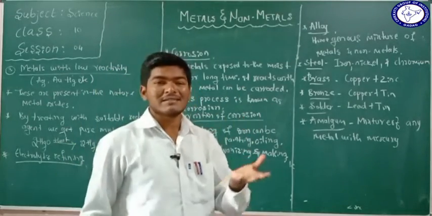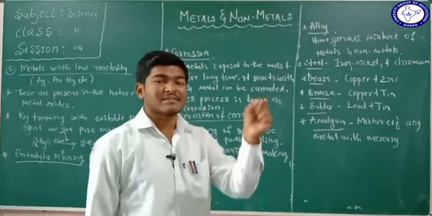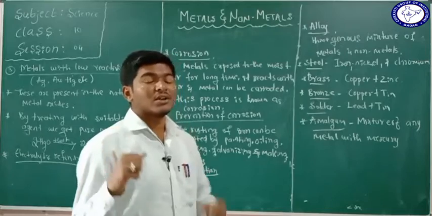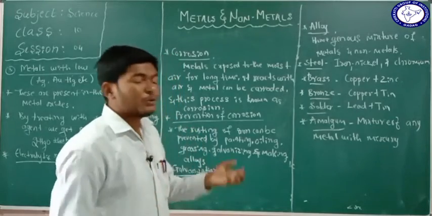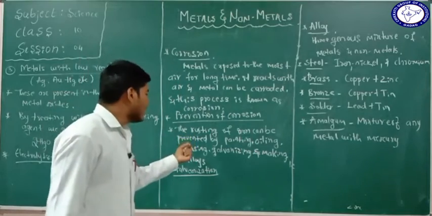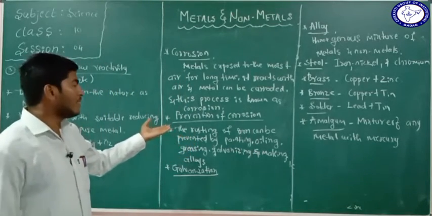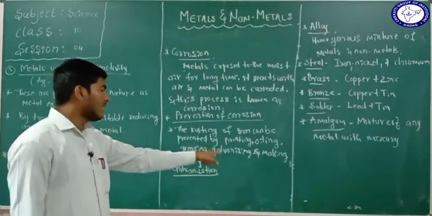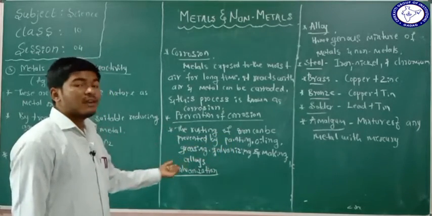They are not necessary, but they also paint some parts of the metals at the ends. Why? Because to prevent the metals from corrosion, they are going to use painting here. So some of the steps to prevent corrosion are painting, oiling, greasing, galvanizing and making alloys.